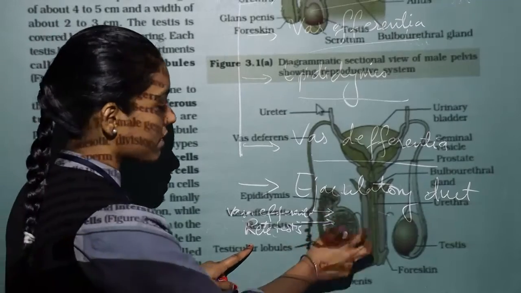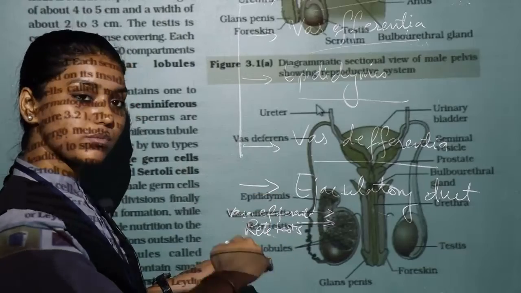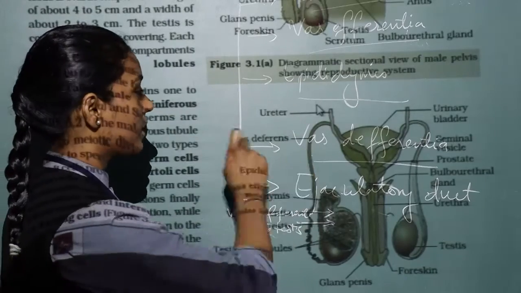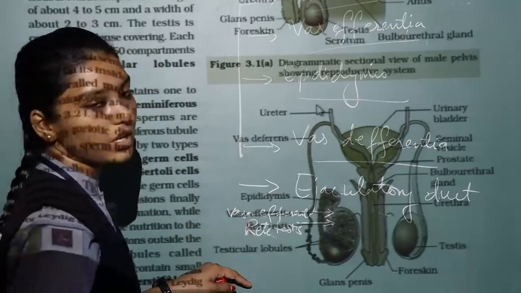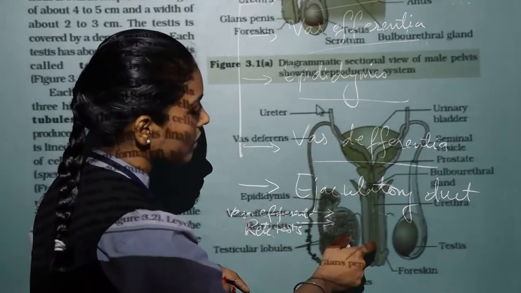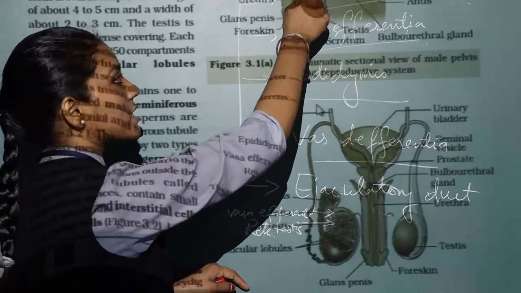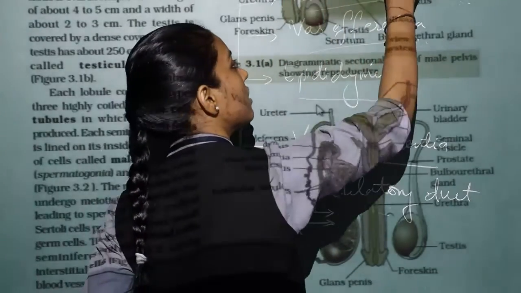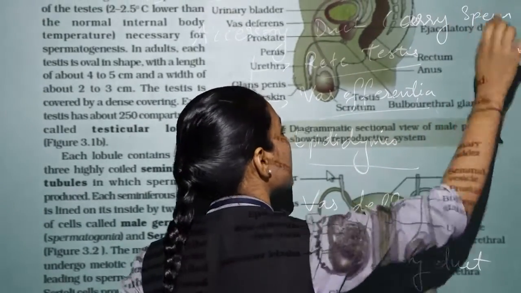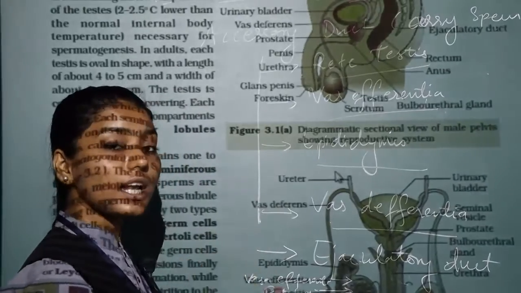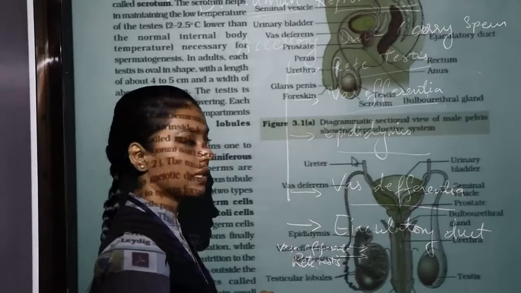In seminiferous tubules we have seen that the sperms are produced. Once the sperms are produced, they have to be carried to this particular part, which is called what? This is called the vasa deferentia, and then the vasa deferentia will carry them to the urethra. The main function of the accessory duct is to carry the sperm, as well as collect the sperm. The role of accessory duct: duct means what? It will carry something.